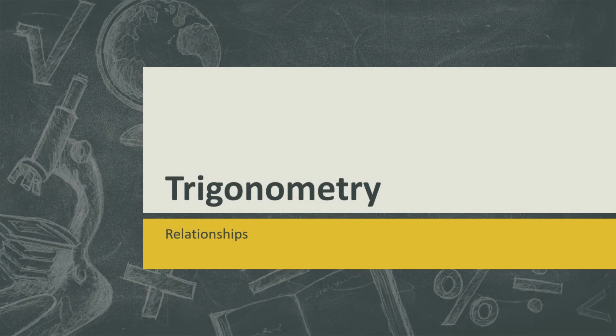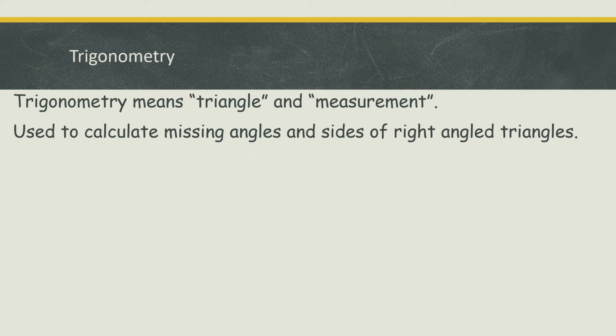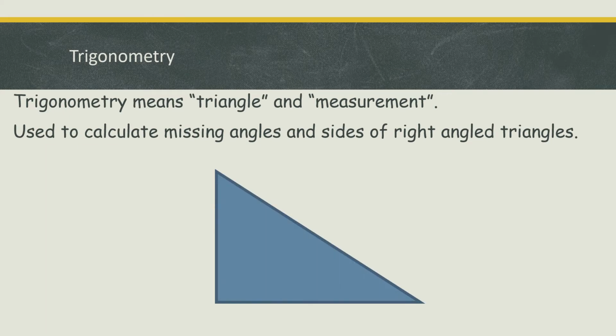This video is introducing you to trigonometry, and it's part of the relationships unit. Trigonometry means triangle and measurement, and it's used to calculate missing angles and sides of right-angled triangles. So here we've got a triangle. We're going to mark in the right angle. We're also going to mark in an angle of x degrees.